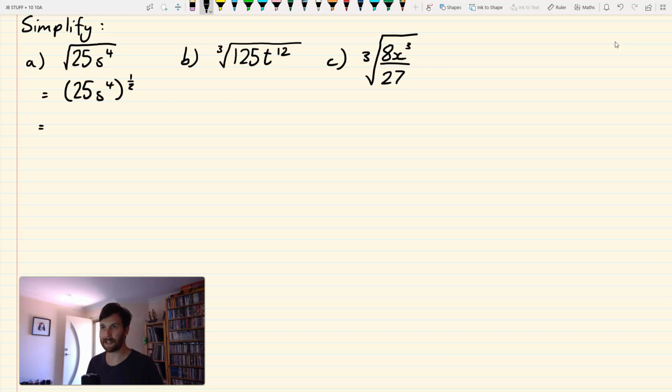Now I can use index laws to chop that all the way through the bracket. So the square root of 25 is 5, and then s to the power 4 multiplied by 1/2 is s to the power 2. Awesome.